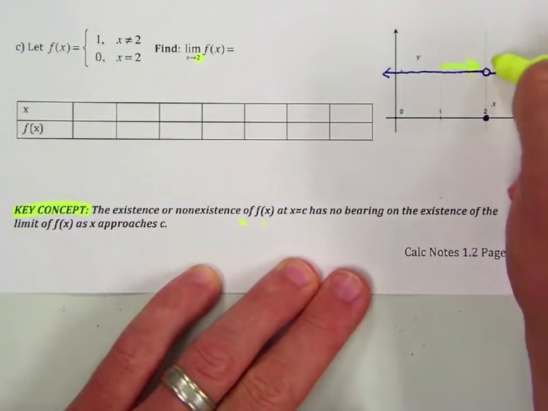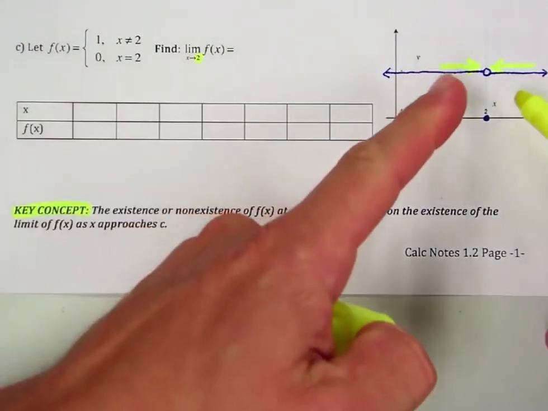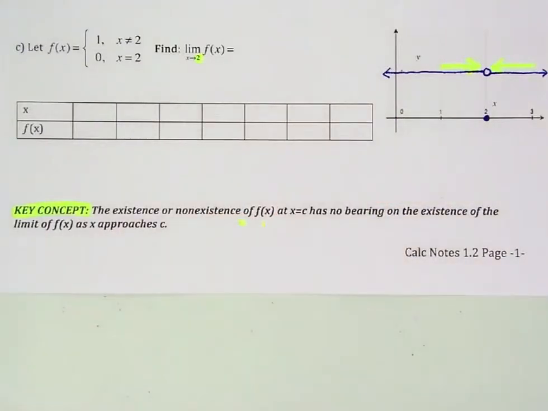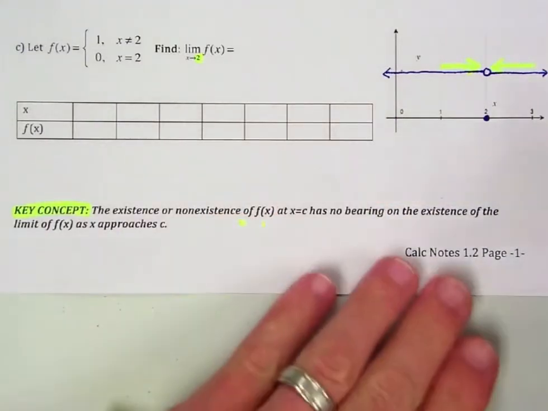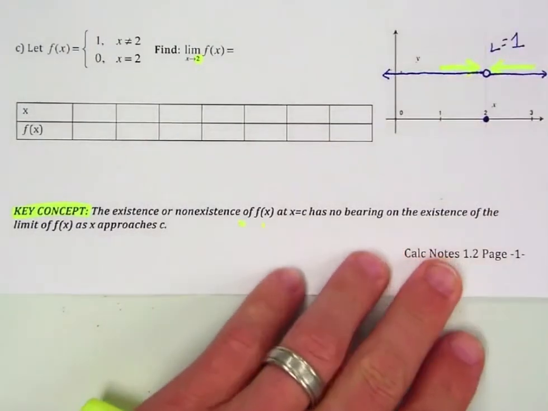So graphically, okay, if we were to trace along this as we get closer and closer, what is the value we're getting closer to? Well, that value looks to be 1 from the left and the right.